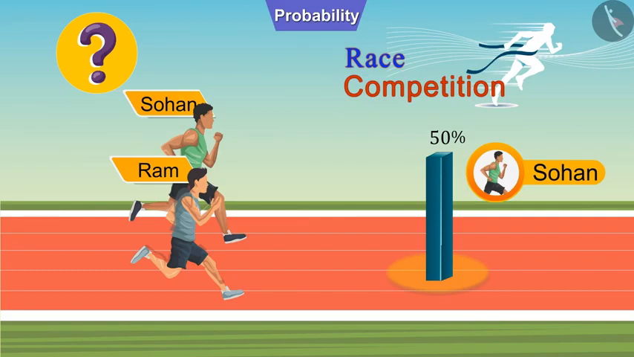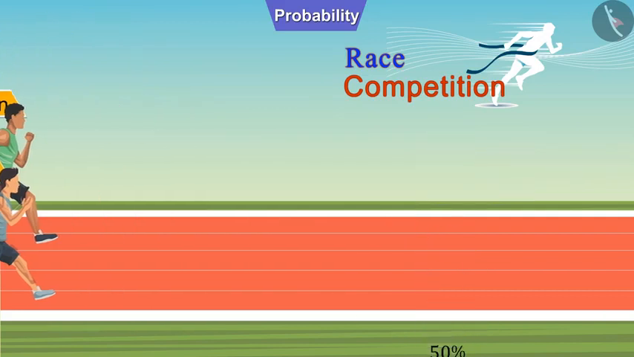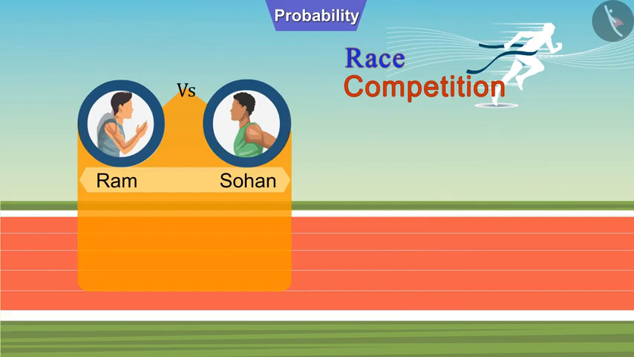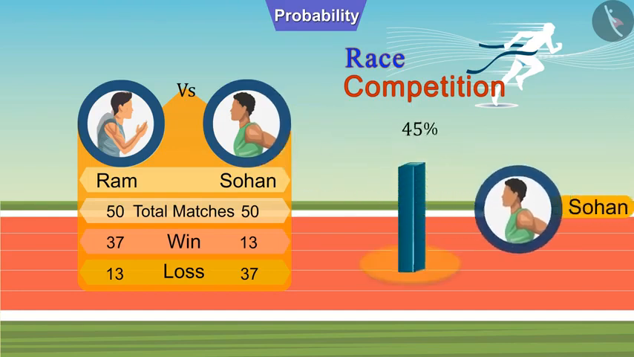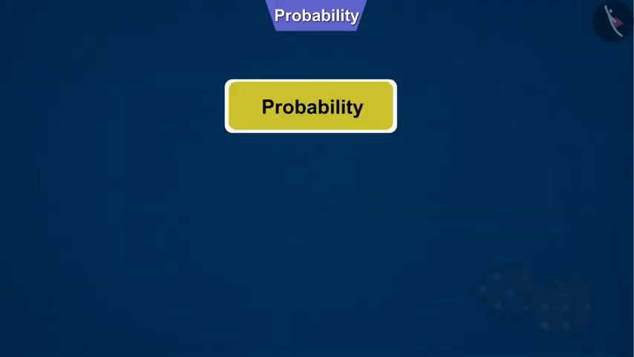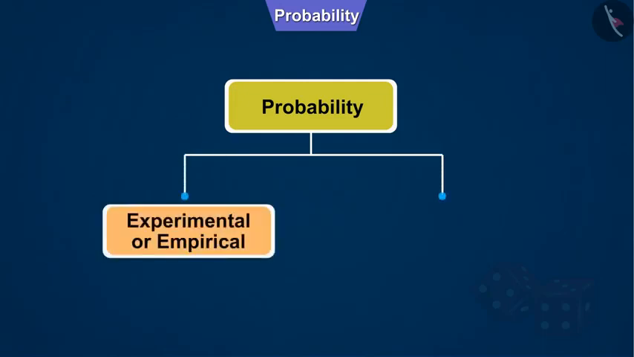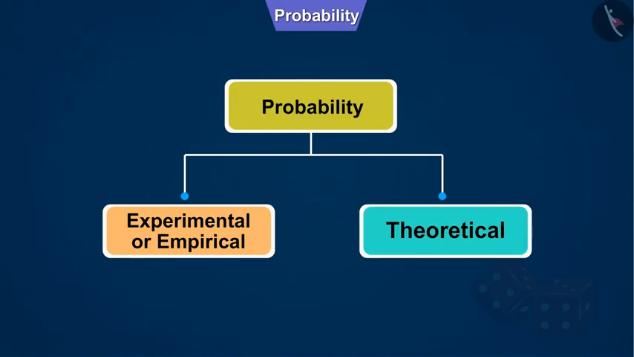We can easily say 50%. But if I tell you that 50 matches already have been held between Ram and Sohan, in which Ram has won 37 times and Sohan 13 times, will you still say that Sohan has a 50% chance of winning? No. Basically, there are two types of probability: experimental or empirical and theoretical, based on which there can be two different answers for the same event.